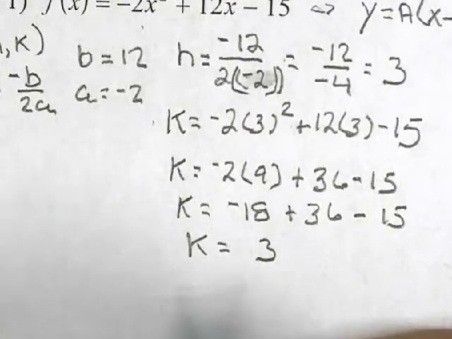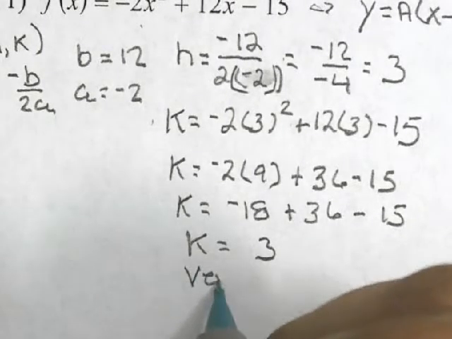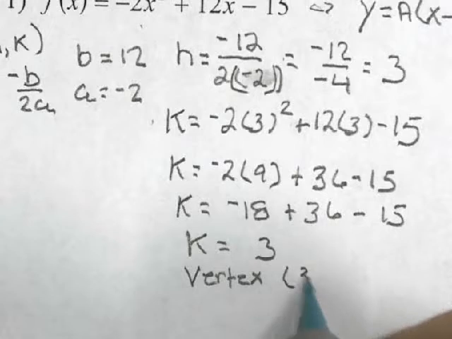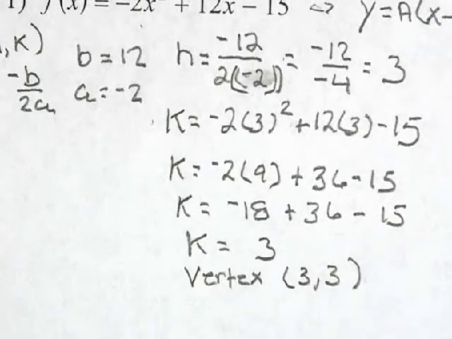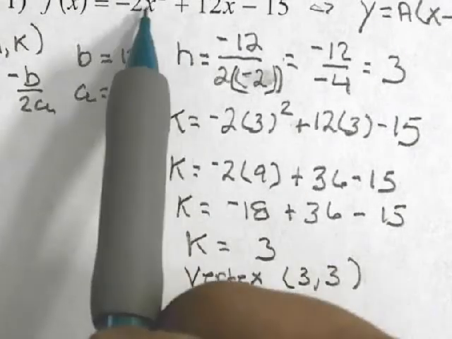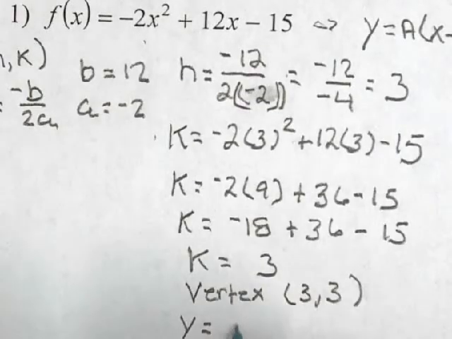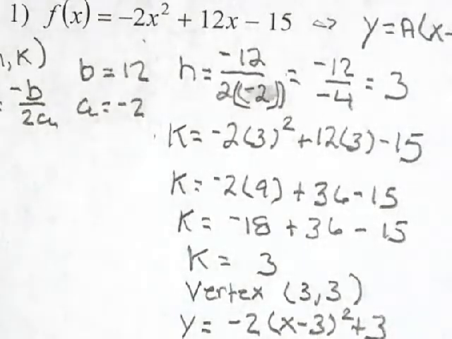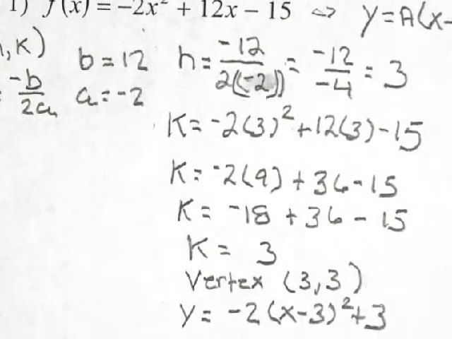So our vertex is 3, 3. Now, we substitute in the vertex form, so it would be y equals a is negative 2, negative 2 times x minus 3 squared plus 3. There it is in vertex form.